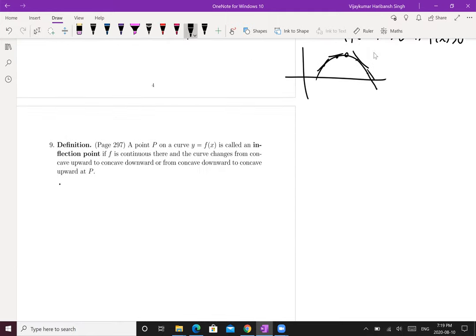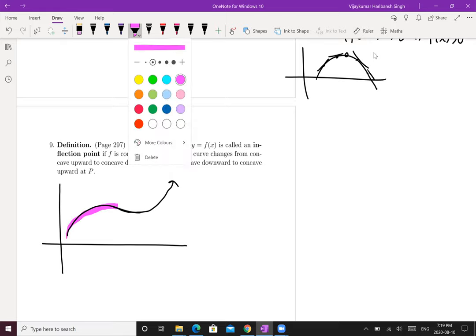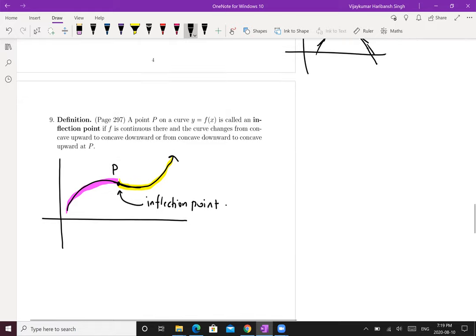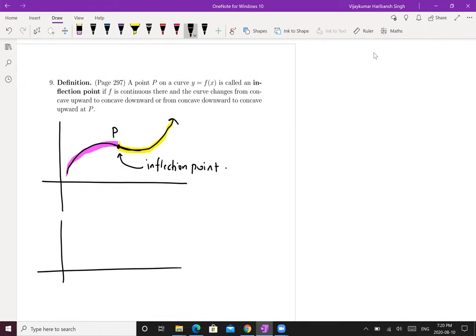Now notice the following. For some graphs, you'll see that the function is concave upward and then it becomes concave down. So the function was concave up from here to here, but after that the function becomes concave down. So this point becomes a special point. This point P on the graph is called an inflection point. Similarly, if the graph changes from concave down to concave up, or from concave up to concave down, then we get what is called an inflection point. Here the second derivative is greater than zero, here the second derivative is less than zero.